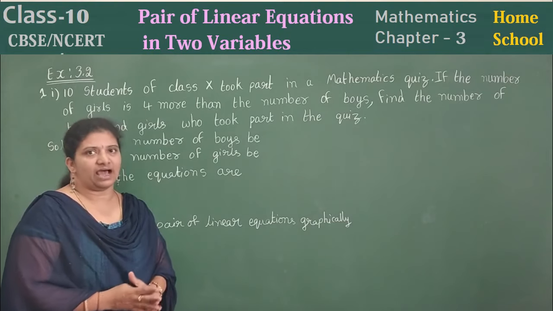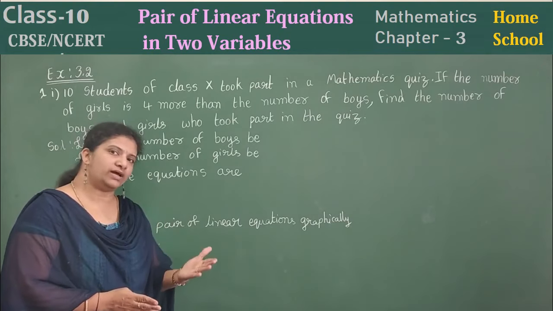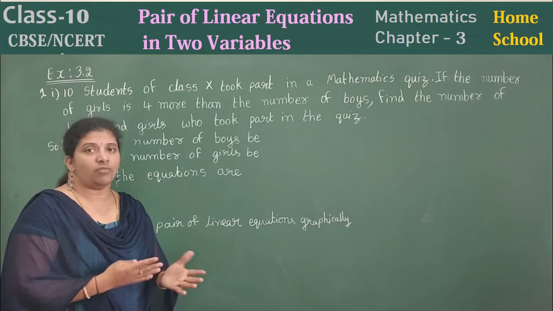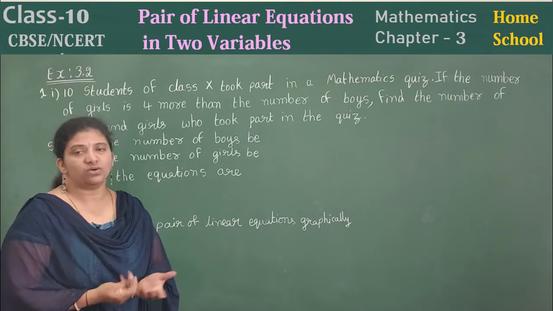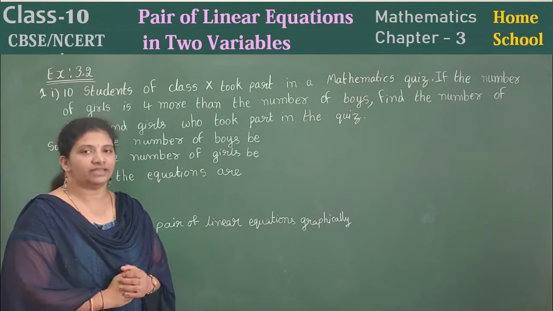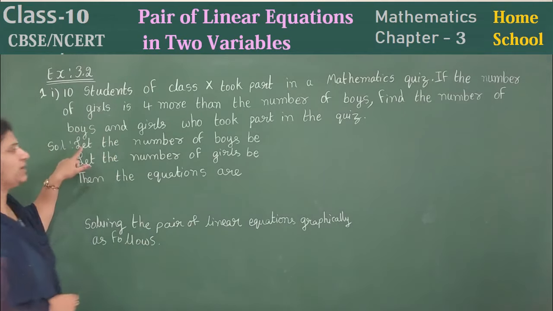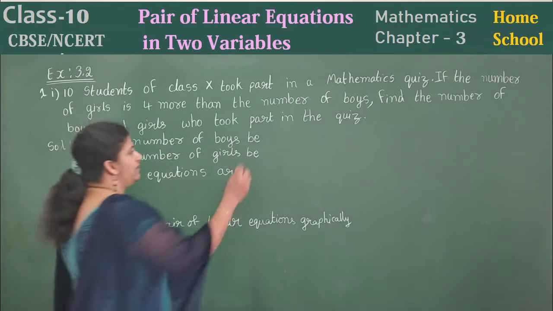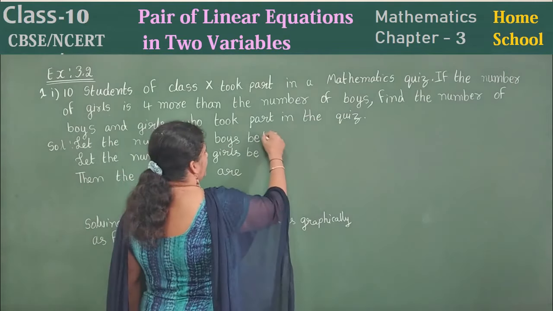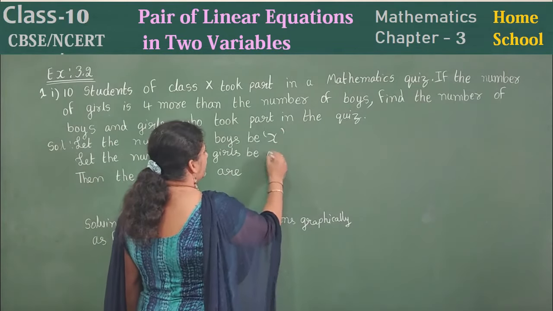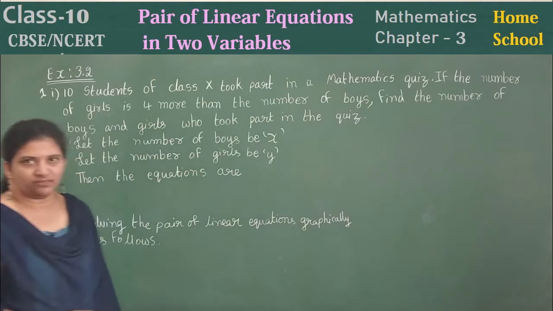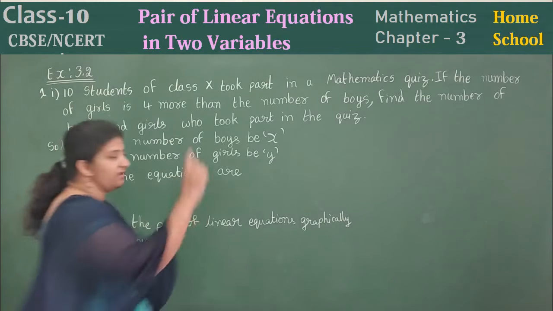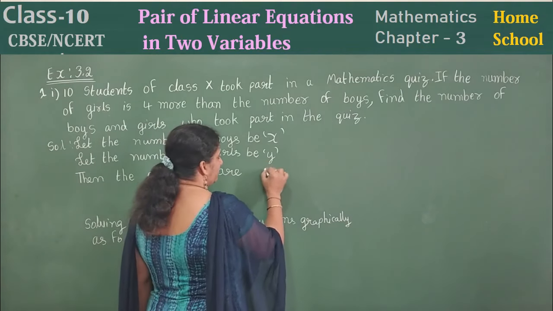In that class, some number of girls and some number of boys are there. So, how many boys, how many girls? We don't know, right? For that purpose, let me assume here. Let the number of boys be x, and let the number of girls be y. Then the equations are, first equation ready I told, right?